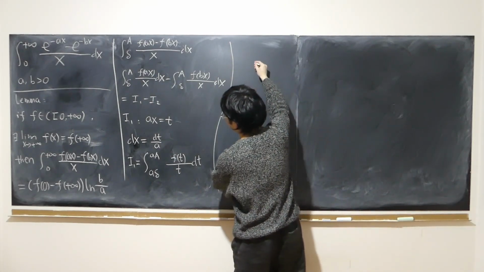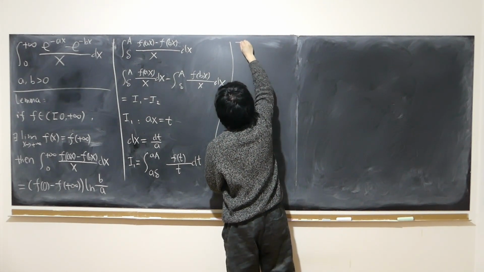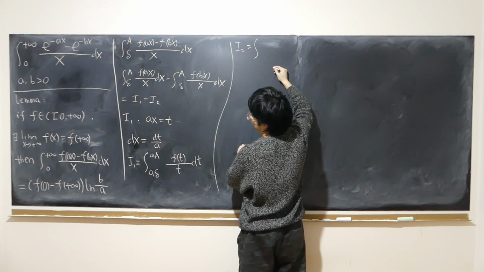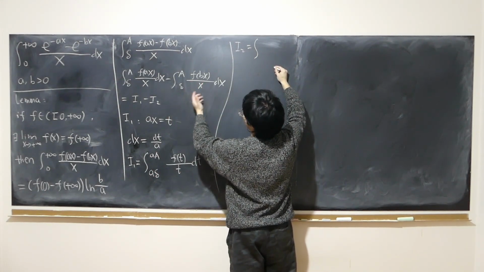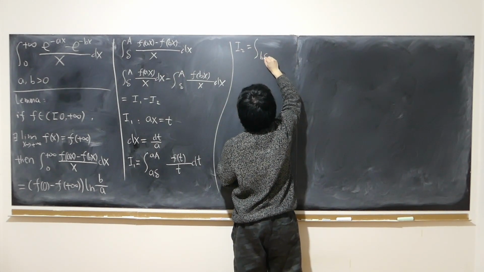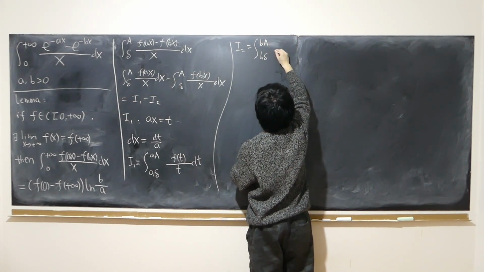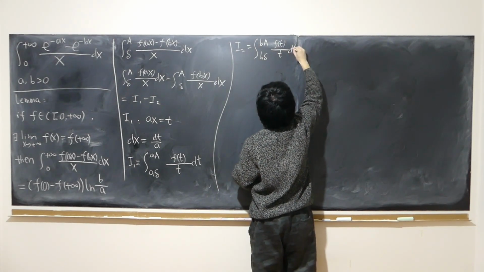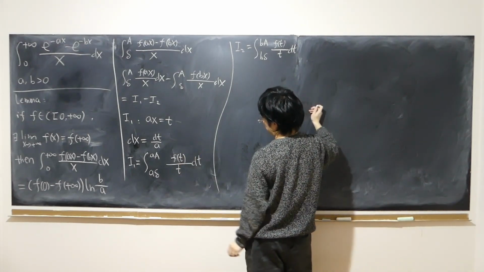What's I2? For the same reason, I'll just skip over the steps. I2 is equal to exactly the definite integral, where for I1 I used a, for I2 I just use b. The same idea: b times delta all the way up to b times capital A, the same integrand, f of t over t dt. So I just have to work out their difference.